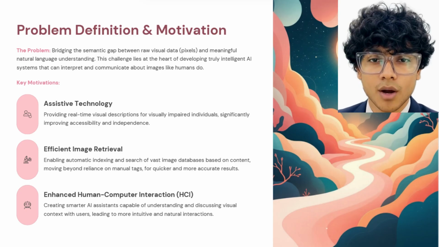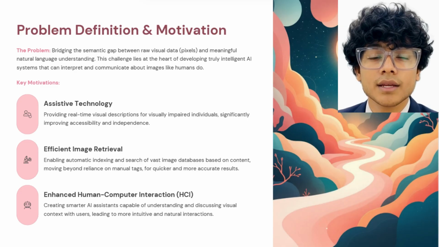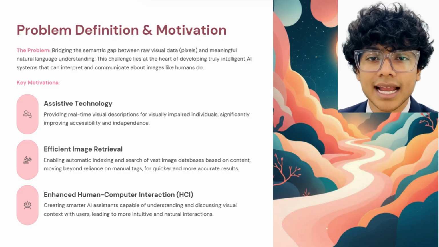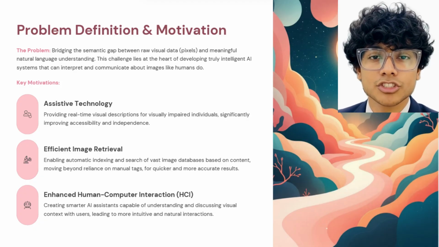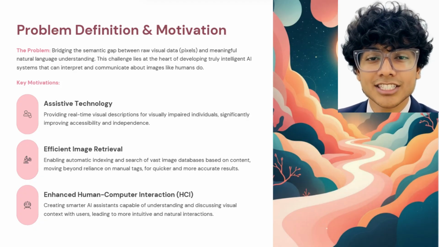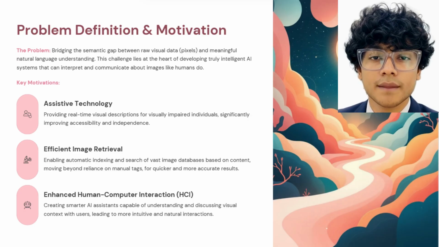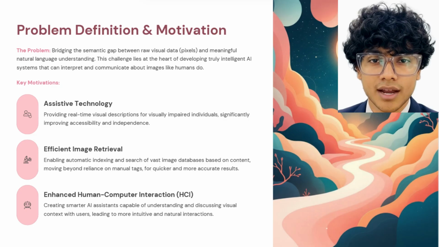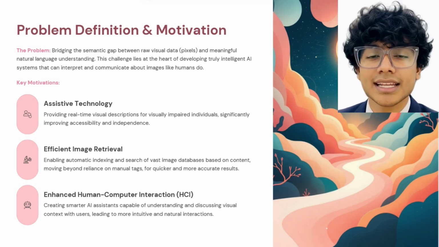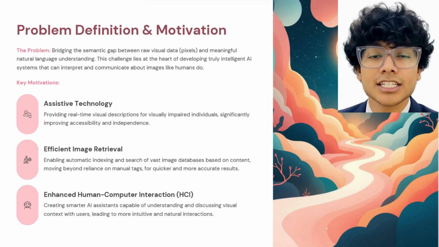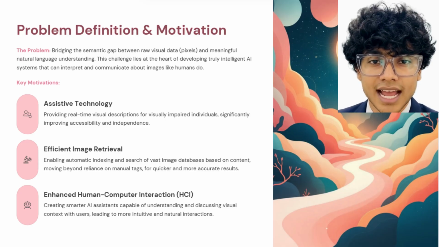Now let's define the problem and understand why this project is significant. We are currently living in an era of visual data explosion. Every day, millions of images are uploaded to social media, digital archives, and assistive platforms. While humans can look at a photo and instantly understand the story it tells, to a computer, that photo is just a grid of pixel values. There is a massive gap between visual data and semantic understanding. The problem we are addressing is how to bridge this gap. We need a system that can translate visual signals into natural language.